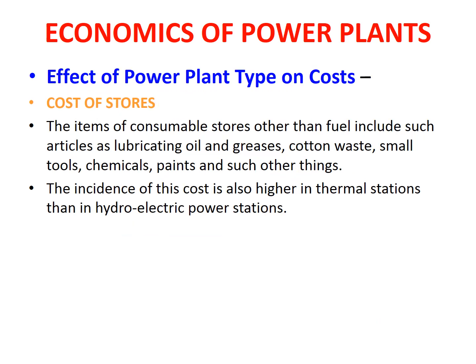Then the cost of stores. Whenever we are doing power plant design, the requirements of consumable materials are there. The items of consumable stores other than fuel include articles like lubricating oil, greases, cotton wastes, small tools, chemicals, paints, and such other things. The incidence of this cost is also higher in thermal stations than in hydroelectric power stations. This is the cost of the extra materials required during power plant operation, so this cost is also taken into consideration.